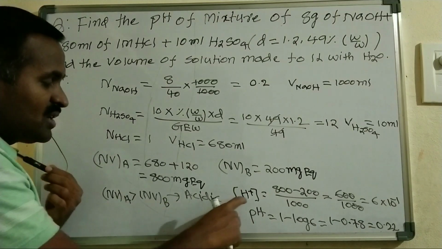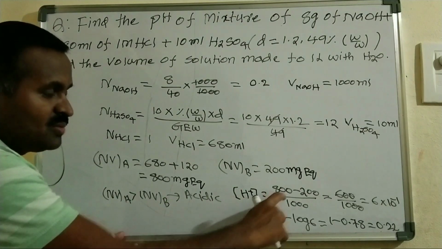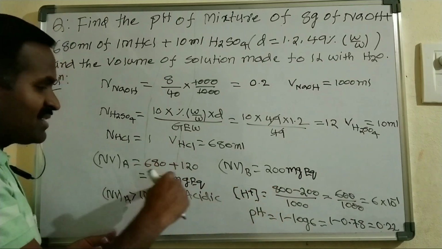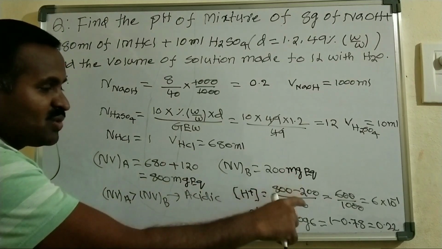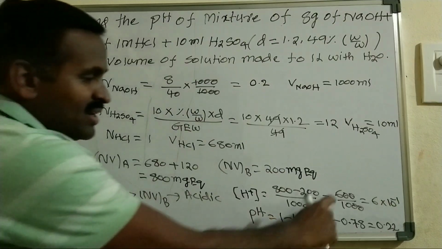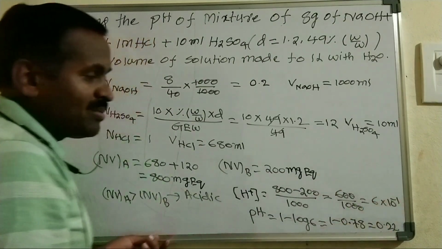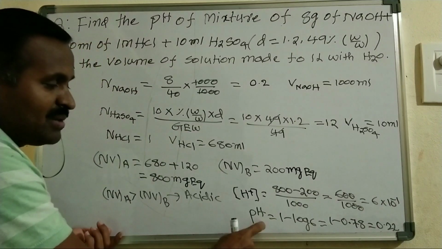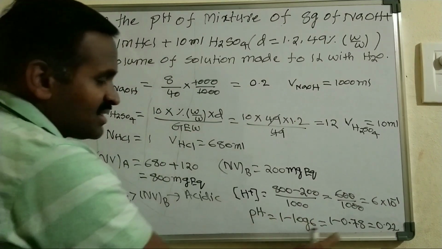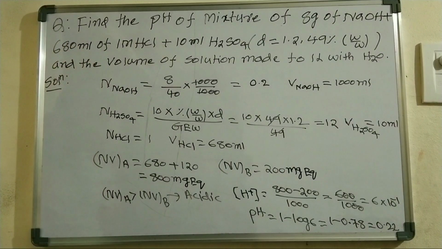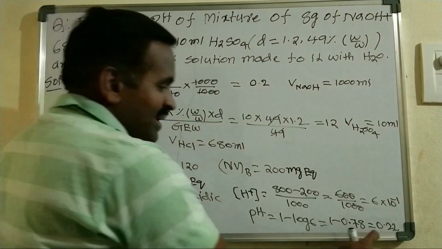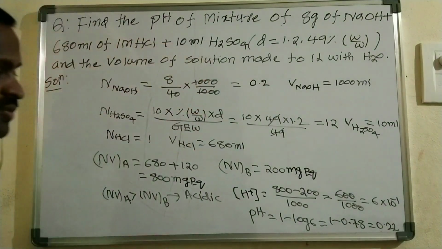acidic, so the H plus ion concentration equals, since the NV product of acid is dominating, 800 minus 200 divided by 1000. Simplifying, you will get 600 by 1000, and 6 into 10 power minus 1 you will get. So from that, pH equals 1 minus log 6, whose value is 0.78, and 1 minus 0.78 is 0.22 you will get, right?